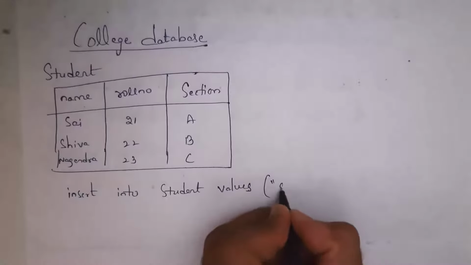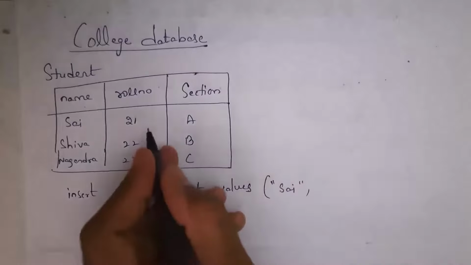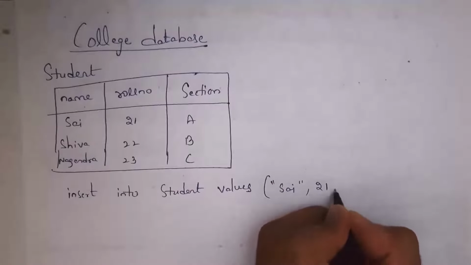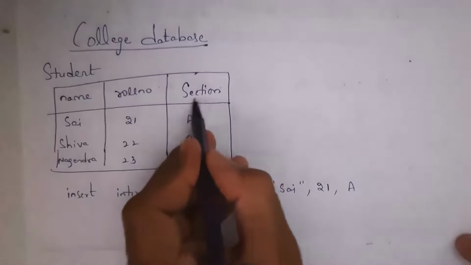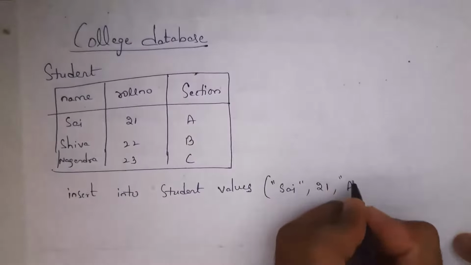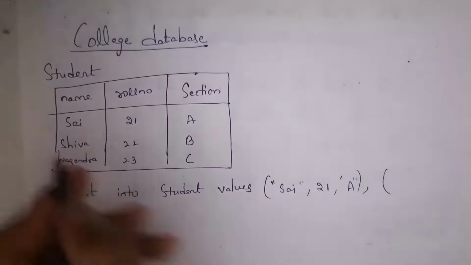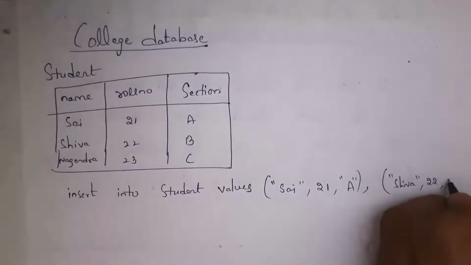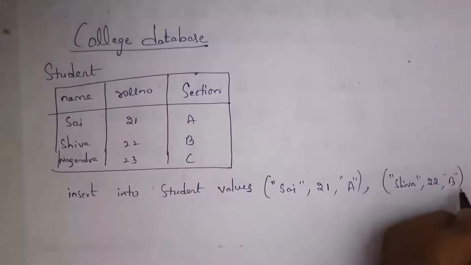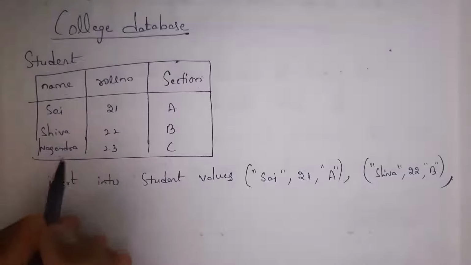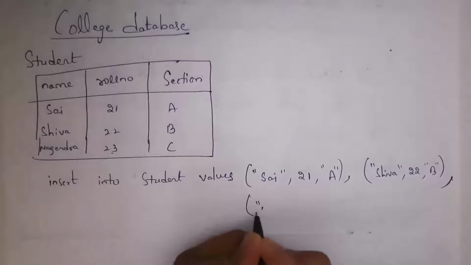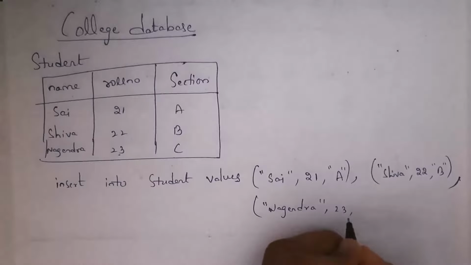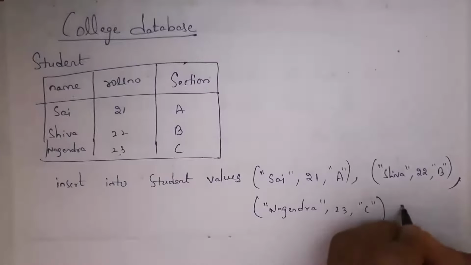So just write Sai in quotations, comma, roll number 21. 21 is integer type, so there is no need of using quotations, just write 21. And section A, where section is varchar data type, so use quotations. Close this bracket, comma. The next record is Shiva. So Shiva in quotations, comma 22, comma section B in quotations. Close bracket, comma. The third record is name Nagendra, roll number 23 and section C. So again open bracket, name Nagendra in quotations, comma 23, comma C in quotations. And close this bracket and give a semicolon.